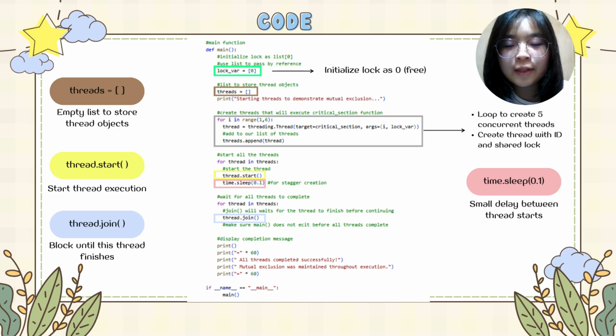The small time sleep of 0.1 second creates a slight delay between thread starts. Finally, we use thread join to block the main program until each thread finishes. This ensures all threads complete their execution before the program exits. This setup allows us to test whether our test and set implementation truly enforces mutual exclusion.